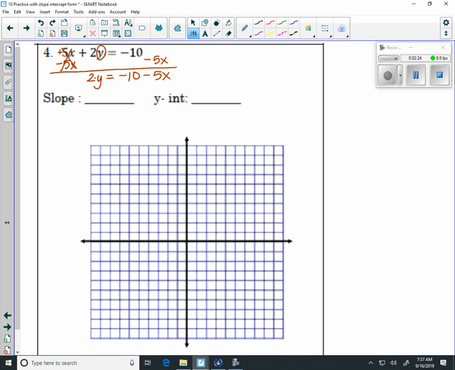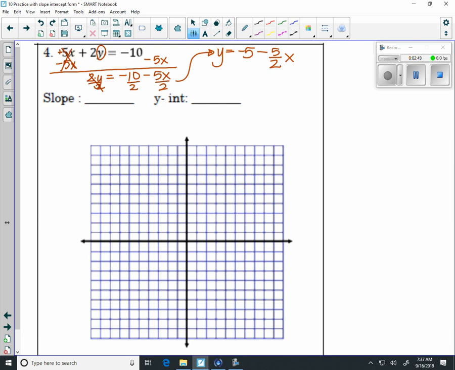The way I'm going to undo that is division. And we're going to divide everywhere. That's a positive 2. So that makes this y equals -10 divided by 2 is -5, minus, I have 5 divided by 2. That doesn't reduce.